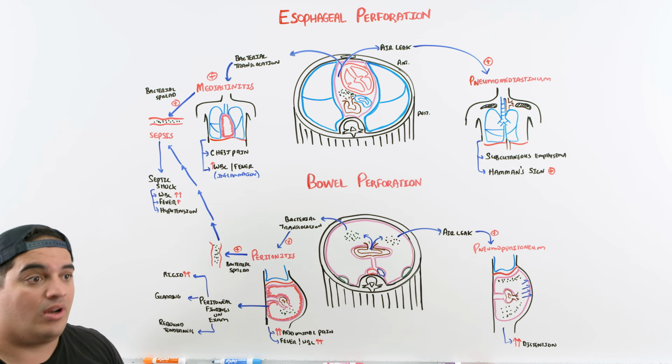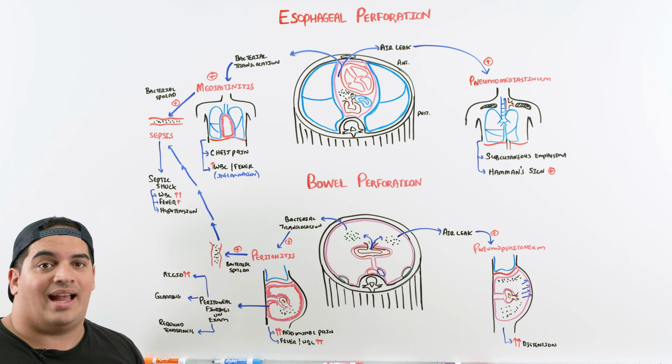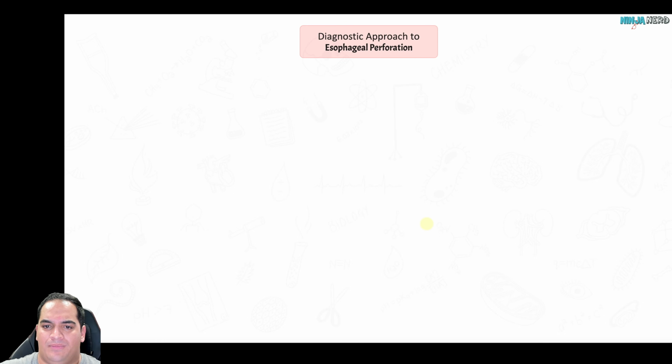What are the causes and what are the potential complications and exam findings? Now that we've done that, let's go into the diagnostics. Patient comes in, right? They got bad chest pain. Maybe they have subcutaneous emphysema. Maybe they have a Hammond sign. Maybe they have some other features like a fever and a leukocytosis. Either way, I'm potentially concerned that they have an esophageal perforation. How do we go about diagnosing these patients?